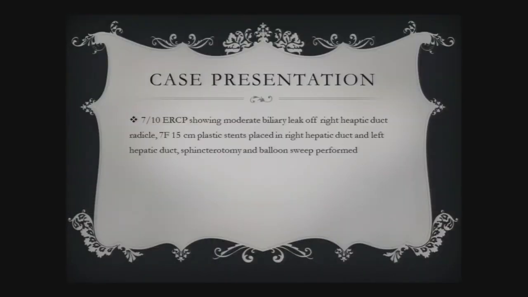And then we put some coils in it to stop the bleeding. And then you see that it has stopped the pseudoaneurysm and it's successfully coiled. So on the 10th, he was able to get his ERCP. It showed a moderate biliary leak off his right hepatic duct. So he had dual 2 stents placed, one in the right hepatic duct, one in the left hepatic duct. He also had a sphincterotomy and a balloon sweep of sludge that was seen.